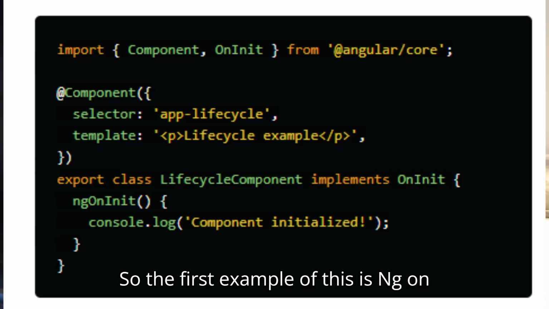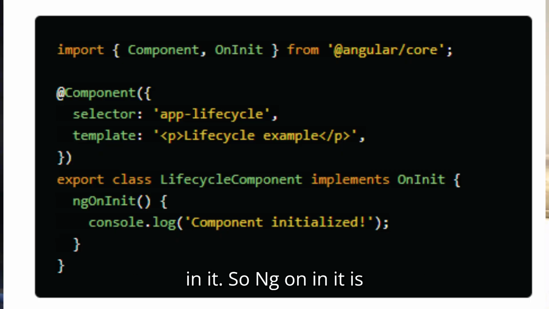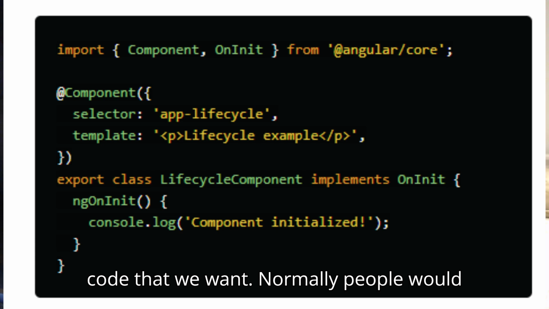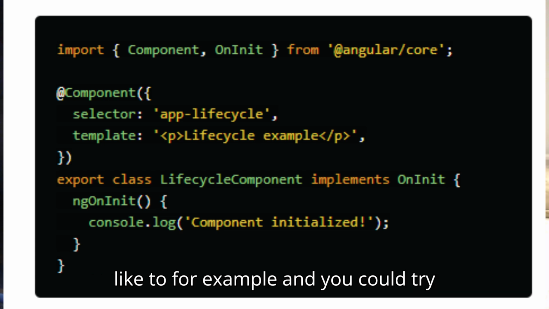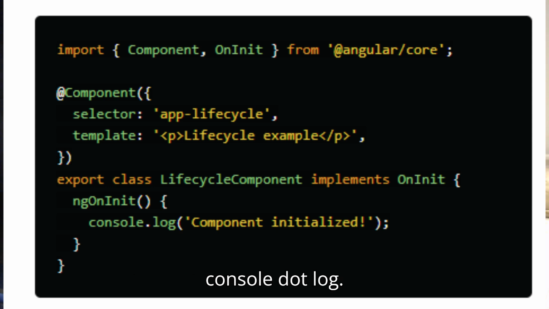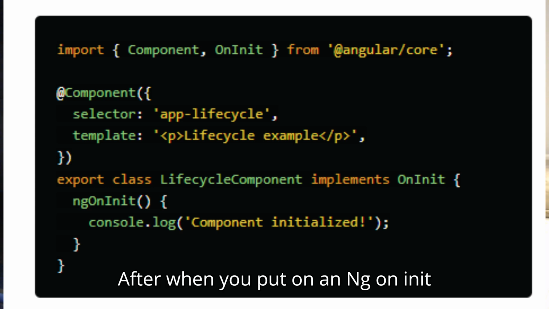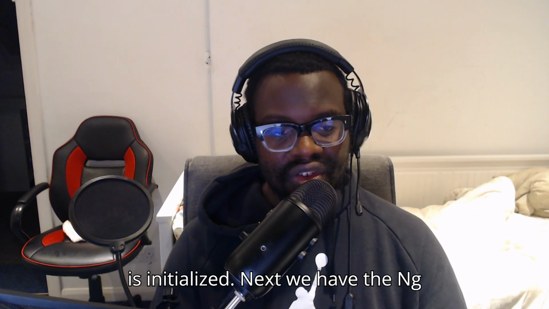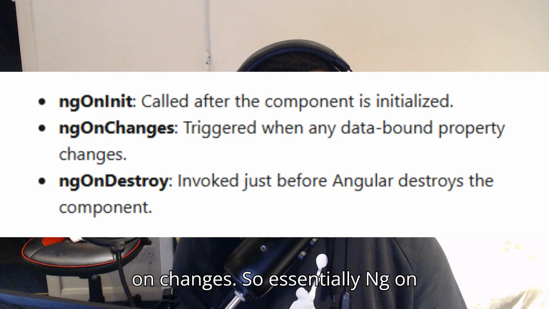The first example of this is ngOnInit. ngOnInit is when the component first initializes. Upon initialization, we can then execute any code that we want. Normally, people would like to, for example, and I welcome you to try this, put a console.log inside ngOnInit, and it will just say that the component is initialized. Next, we have ngOnChanges.